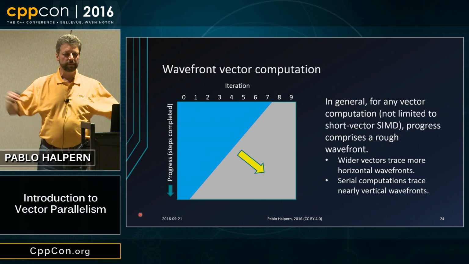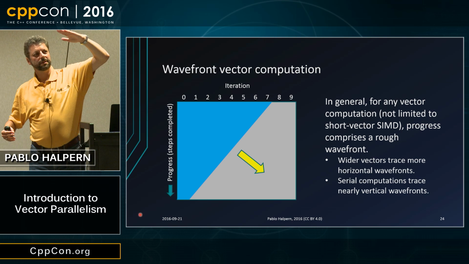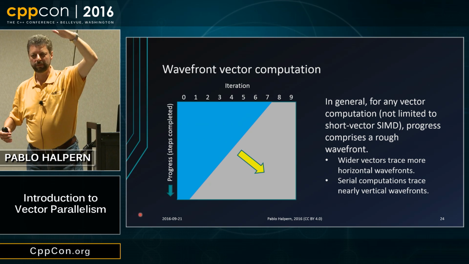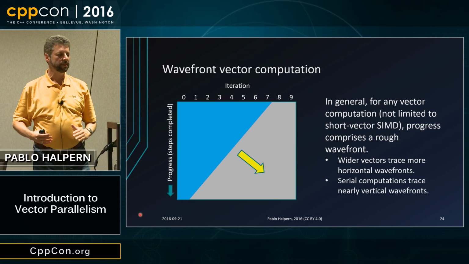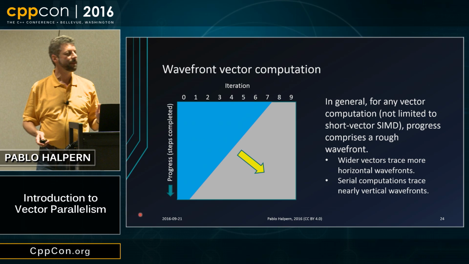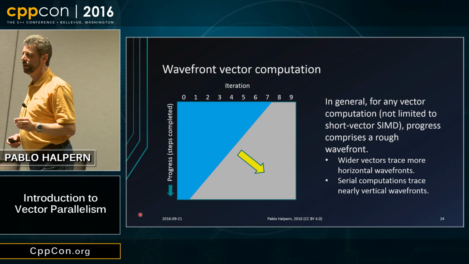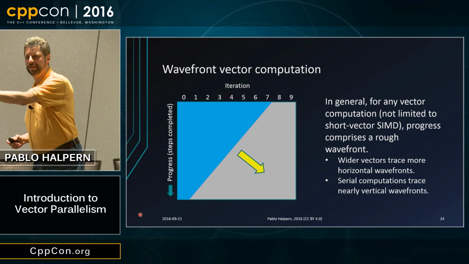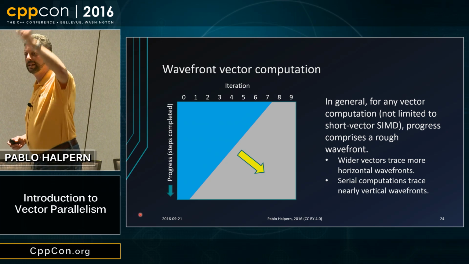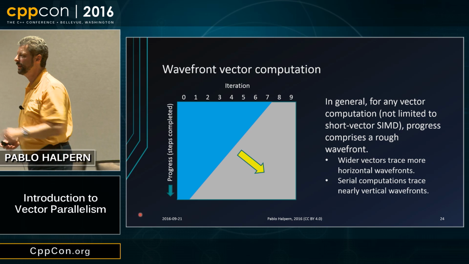So the wider your vector, the closer it looks to going straight from top to bottom, and the narrower your vector, the degenerate case being scalar execution, the more it will go almost left to right. But of course, it's still scanning top to bottom and then left to right, like that.